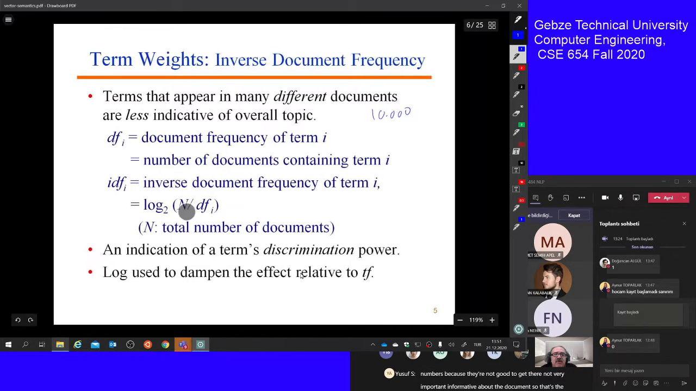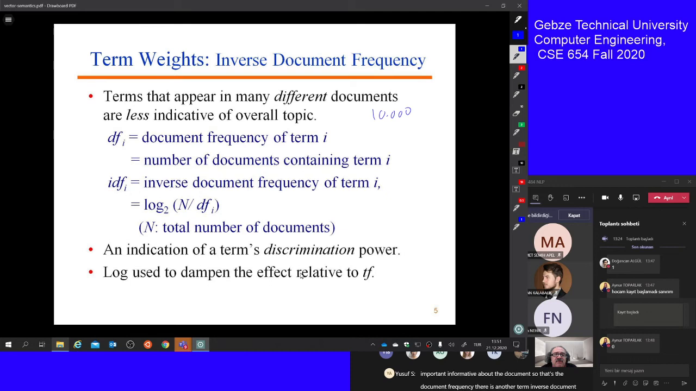There is another term, inverse document frequency. Inverse document frequency is this. N is the number of documents. DFI is the document frequency. N is divided by this one. So what was the DFI for student? 10,000. There are 10,000 documents. 10,000 over 10,000 is 1. I take the logarithm of it.